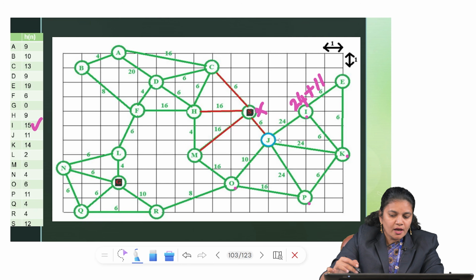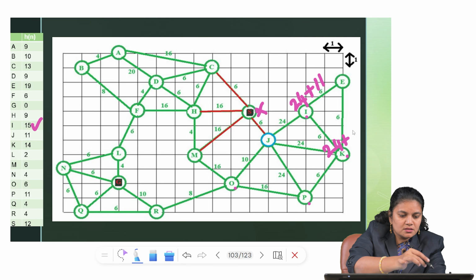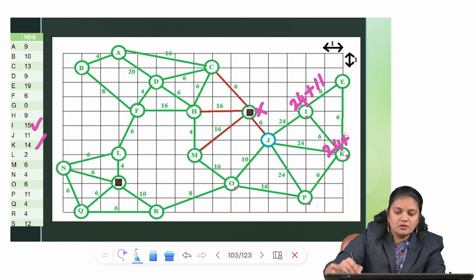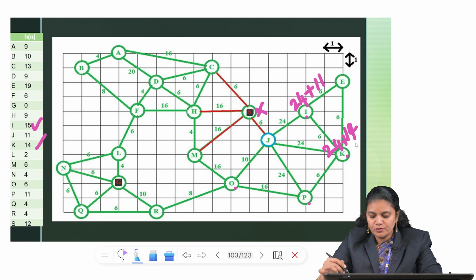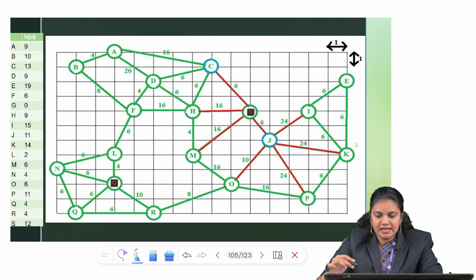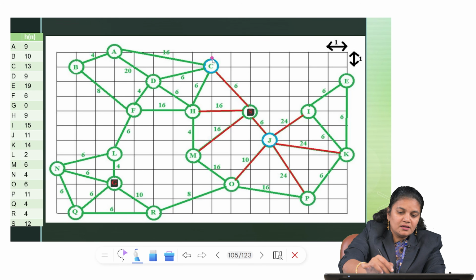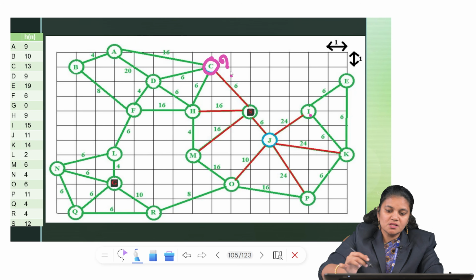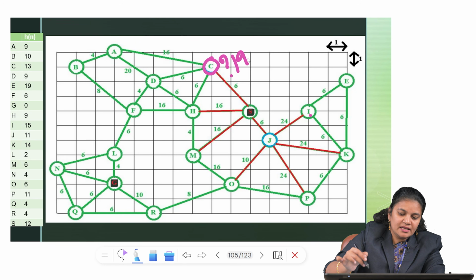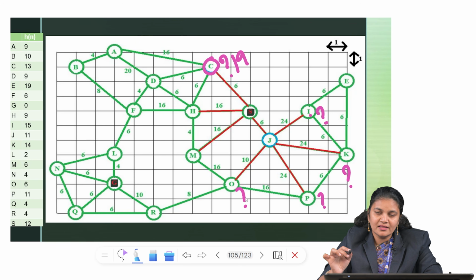And j to k, 24 plus the k value is 14. Okay, so in this manner, we have to expand its 4 paths. So there we are finalizing that these values are more than the value which we calculated for C. In previous, we calculated the value for C as 19. Here we are getting 4 different values. These 4 values are greater than the value of C, that is 19. So we are opting C.